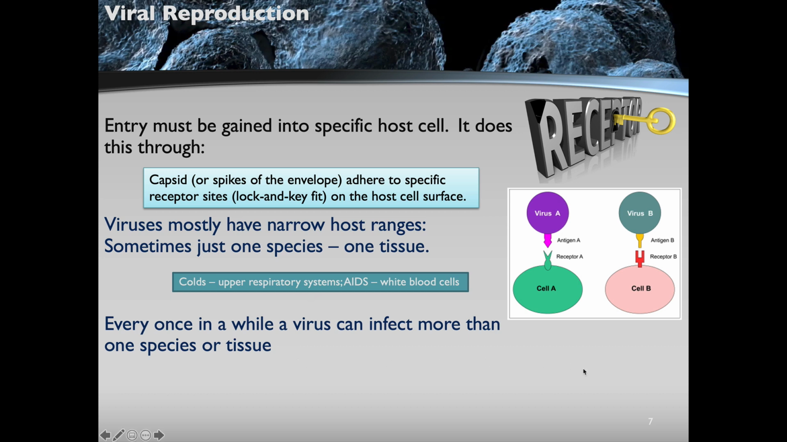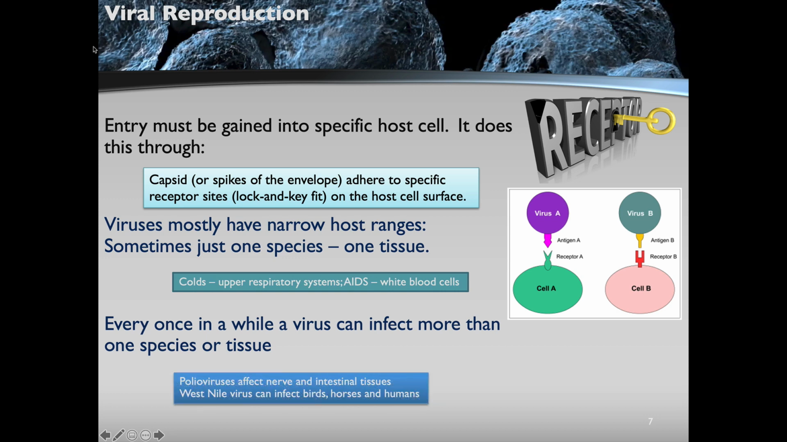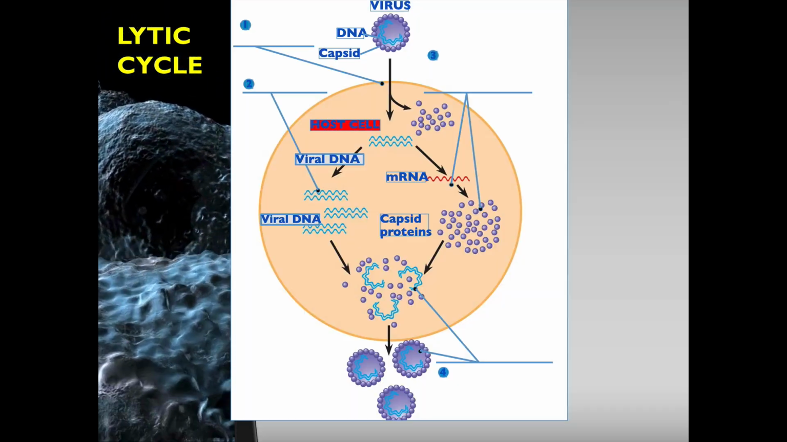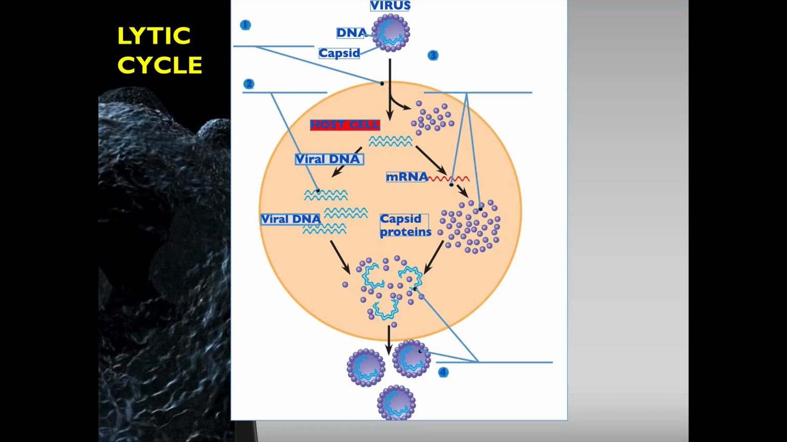However, every once in a while, a virus can infect more than one species or tissue. Polioviruses affect nervous tissue and intestinal tissue in people that it infects. West Nile virus can cross species and infect birds, horses, and humans. Let's take a closer look at how a viral infection happens.